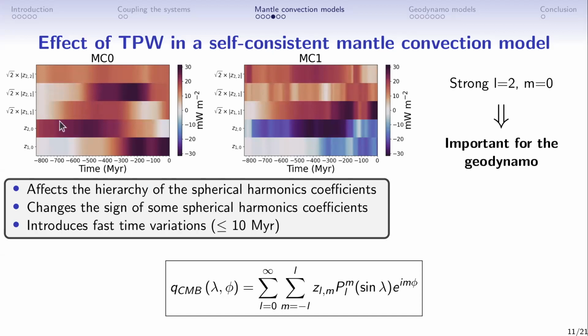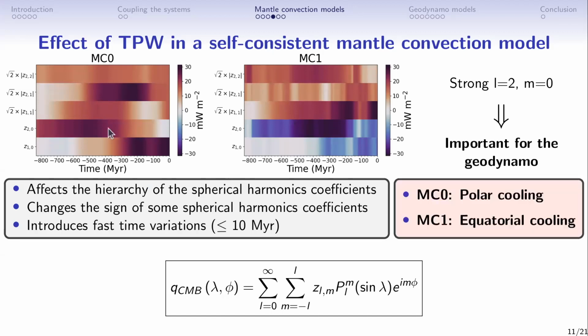Importantly, in this model, there is a strong degree 2 order 0 component with a change of sign between the MC0 and MC1 cases, which is potentially important for the geodynamo, because with a positive degree 2 order 0 coefficient in MC0, it means that the core is mostly cooled at the poles, while with a negative coefficient for MC1, the core is mostly cooled at the equator.